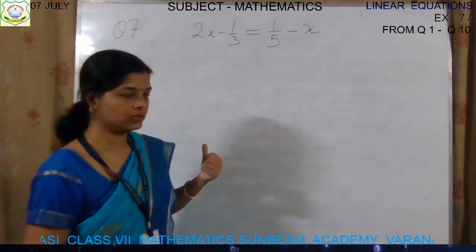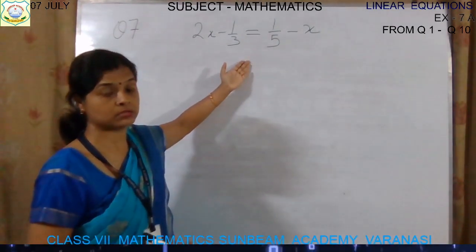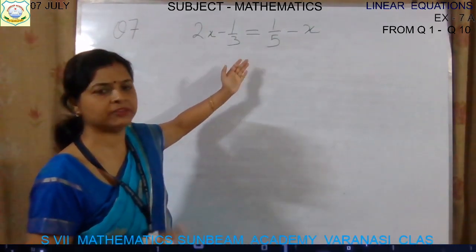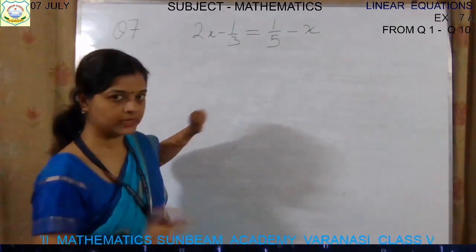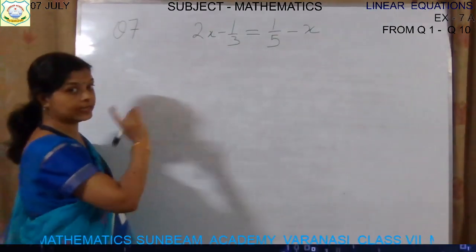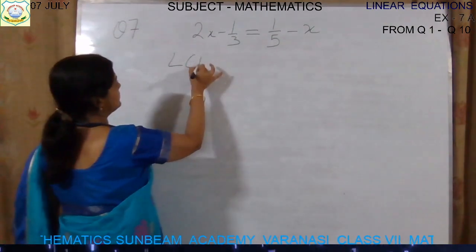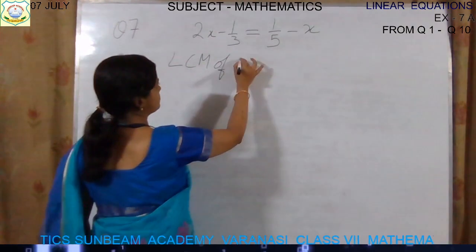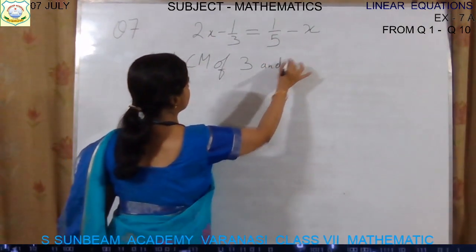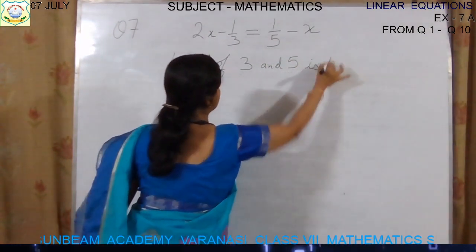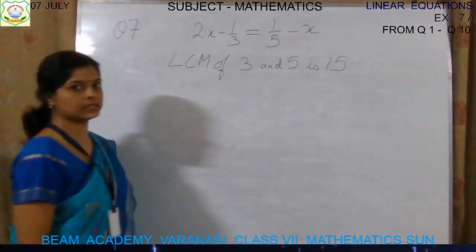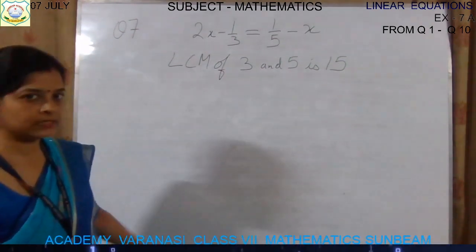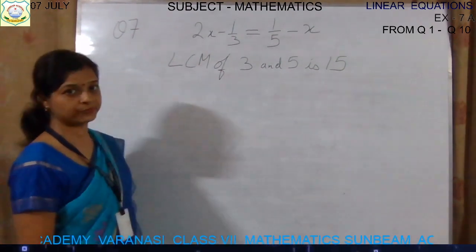So let's solve it. Right now it looks pretty complex, isn't it? But within one line you will find it very easy. How? Let's solve it. Collect all the denominators. What are my denominators? 3 and 5. So the LCM of 3 and 5 is how much, children? 15. Both are prime numbers, so the LCM will be their multiplication. 3 times 5 is 15.